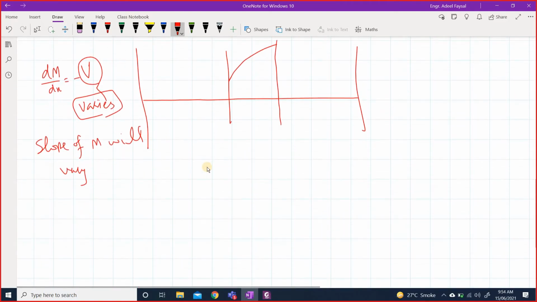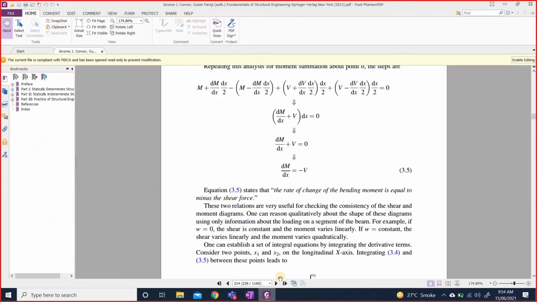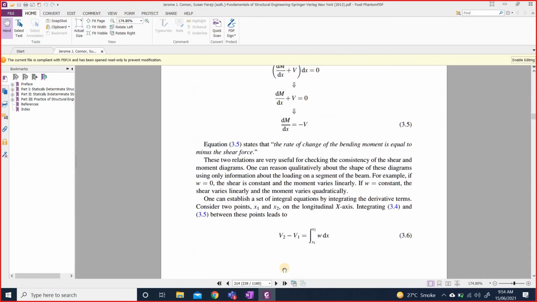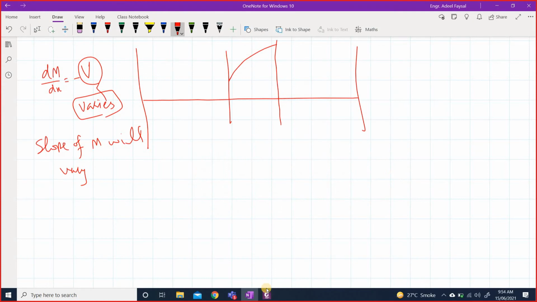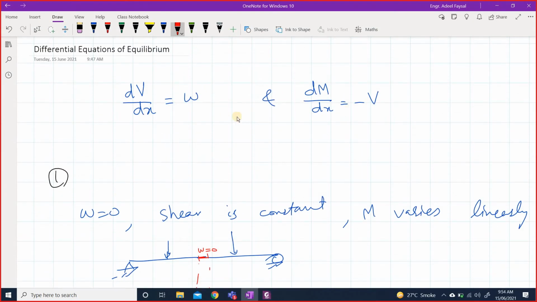Okay, we will discuss them in the numerical problems, so it is better to discuss them in a real example. Now, this is one way to write these equations. One way is to write them in differential form like this, as you can see over here, these two equations.